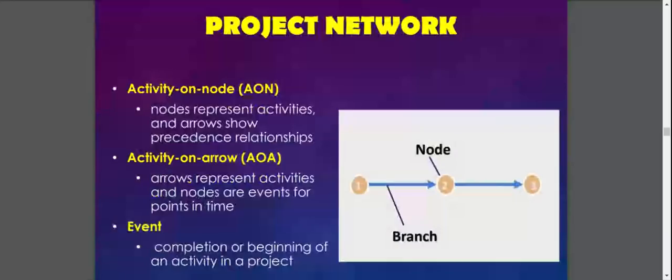If you compare between these two, in AON the nodes represent the activities, and arrows show precedence relationships, while in activity on arrow, arrows represent activities, and nodes are events or points in time. Okay.